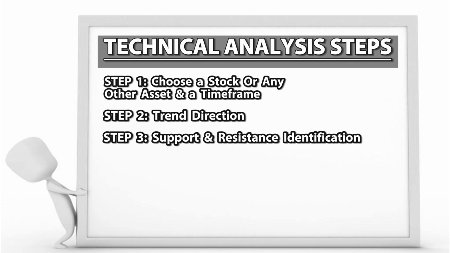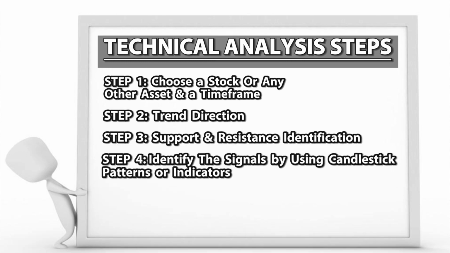Step 3. Identify the support and resistance levels of the stock. You might use a horizontal line or a moving average to see where the price tends to bounce or break. Step 4. Identify the trading signals and opportunities of the stock. Use a candlestick pattern or an indicator to see if the price is showing signs of reversal or continuation of the trend.